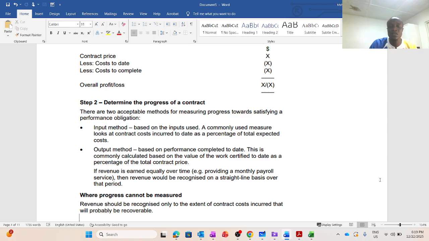This is commonly calculated based on the value of the work certified to date as a percentage of the total contract price. The work certified to date as a percentage of the total contract price. If revenue is earned equally over time, for example, providing a monthly payroll service, then revenue will be recognized on a straight line basis over that period of time, which is fine.